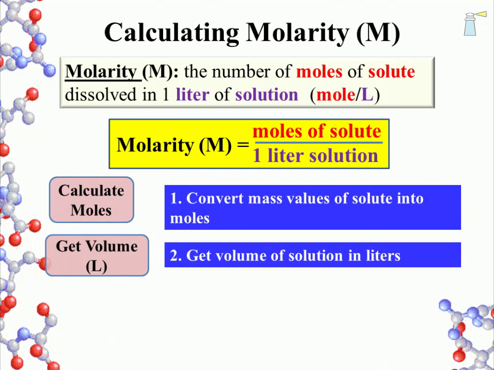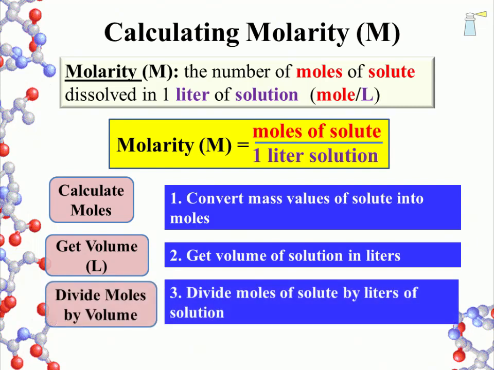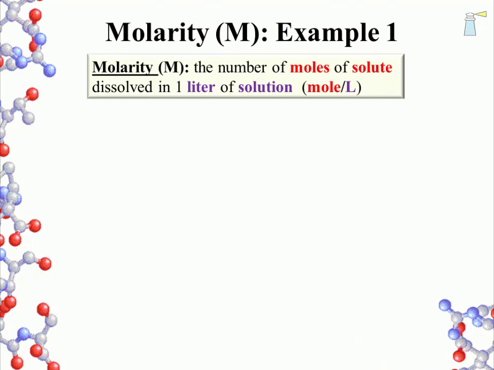The second step is to get the volume of solution in liters. Sometimes the volume is given in milliliters or even mass. Use your conversion skills to get those values into liters. Finally, divide moles from step 1 by volume from step 2. That'll do it. All right, let's put these steps to work with a couple example problems.